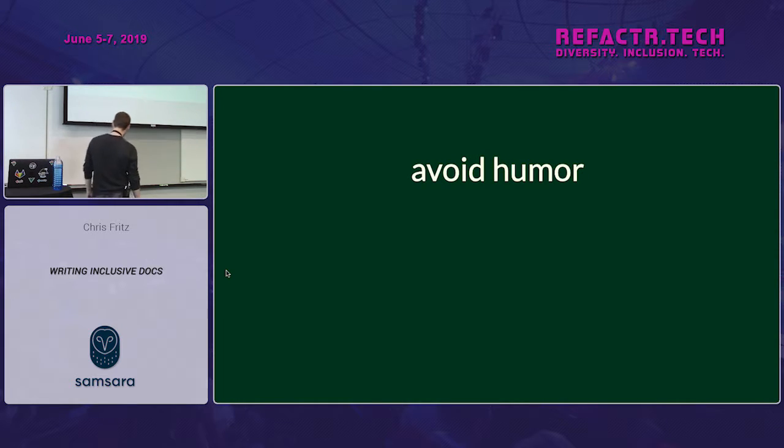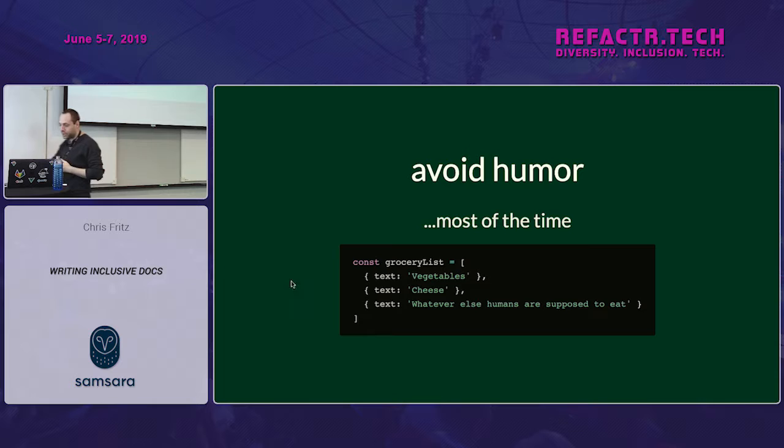And everybody in here is probably really funny. Humor has a place. Humor can be great sometimes, but I would avoid it in documentation most of the time. Sometimes we slip in some humor, like, grocery list, vegetables, cheese, whatever else humans are supposed to eat. And I'm still on the fence on that. Sometimes I stare at it late at night and just think, I don't know if I should remove it. We haven't gotten any complaints yet, but that doesn't mean anything. It does use mostly words that people are familiar with. I don't know.